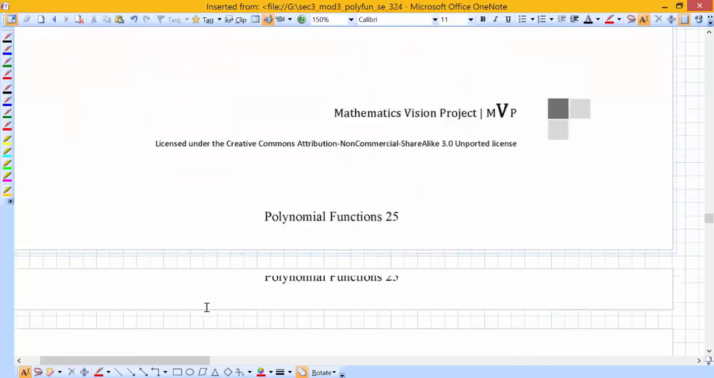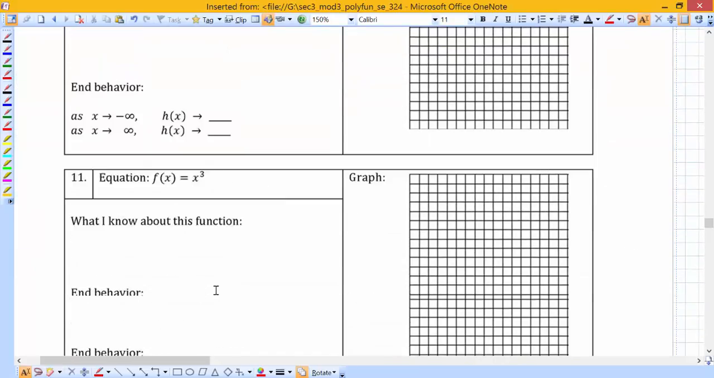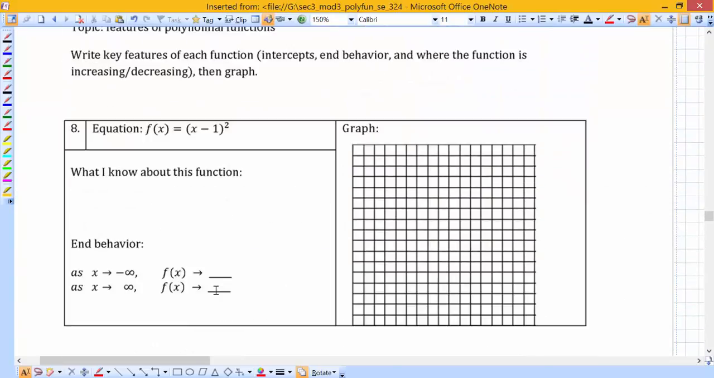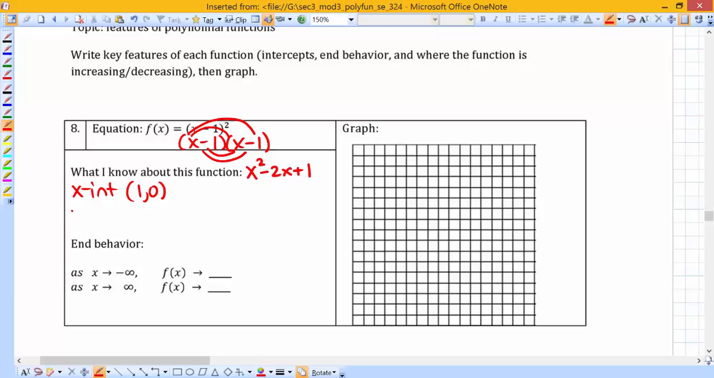So let's see, do I want to pick one of these and do one for you guys? Yes, I will just go ahead and do the first one. To find the intercepts, I'm going to put this into factored form. Factored form gives me the x-intercepts. So I know my x-intercept is going to be (1, 0). Now if I multiply, this gives me standard form, which is x squared minus 2x plus 1. Well, that gives me the y-intercept. My y-intercept is (0, 1).